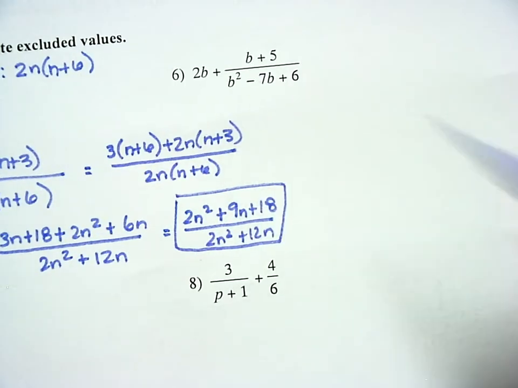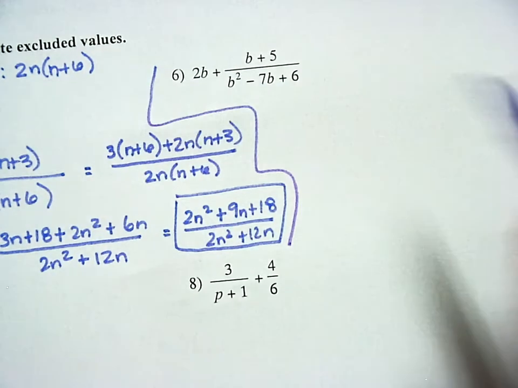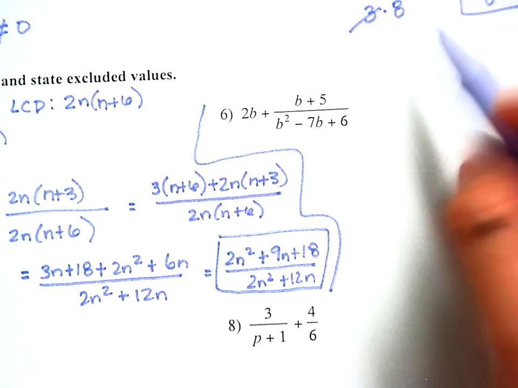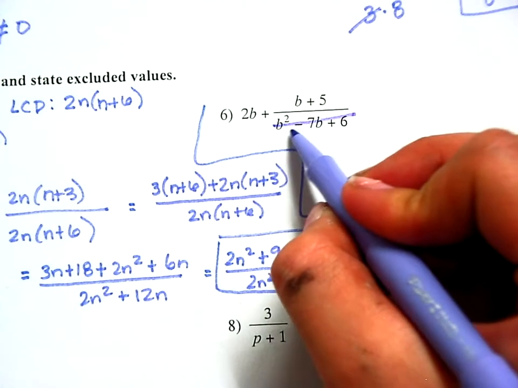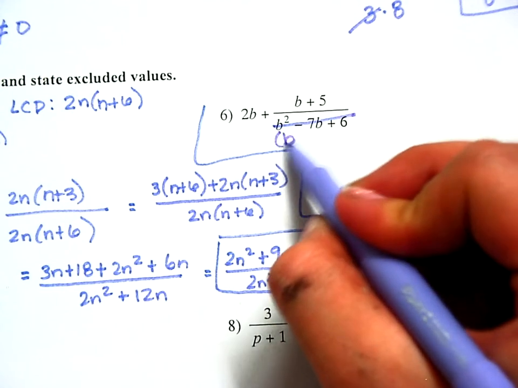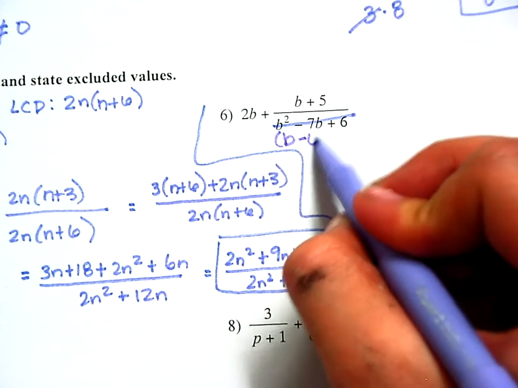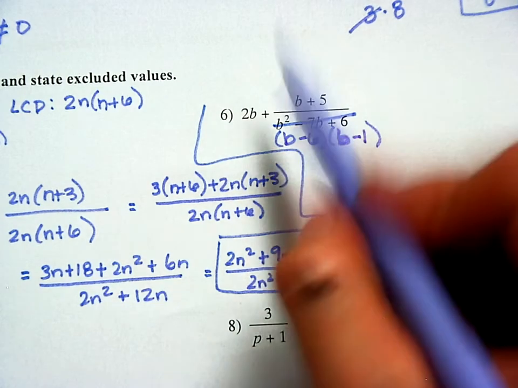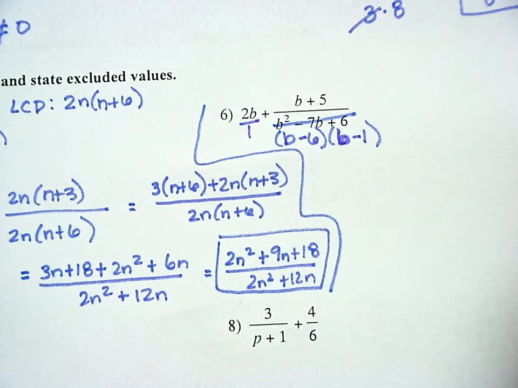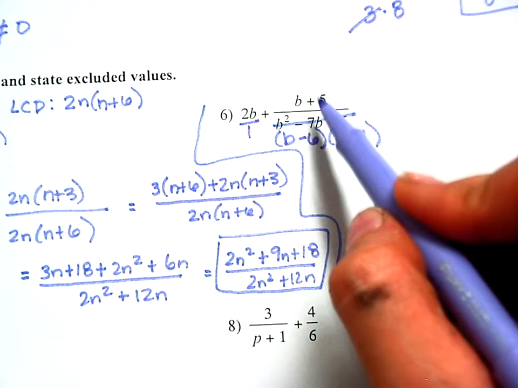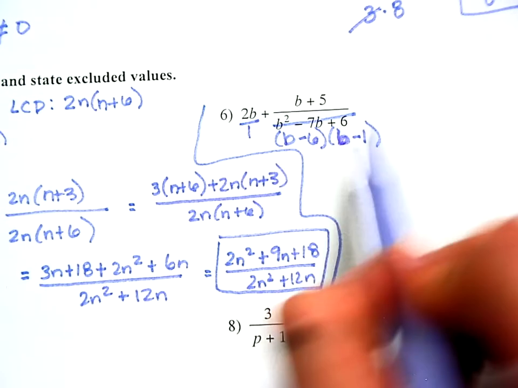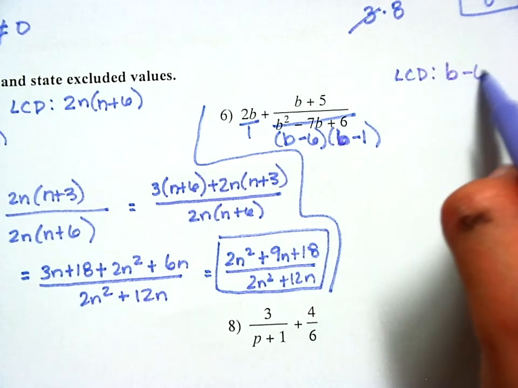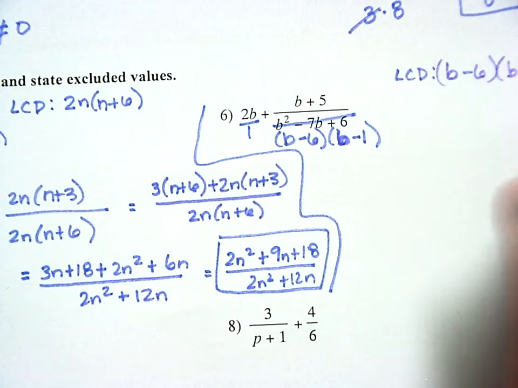Okay, I'm running out of a little room, so let me separate this out. This one, factor first, so we need to factor this denominator. So I'm going to rewrite this, and this looks like it's going to factor as (b - 6)(b - 1). We don't have a denominator here, so this is really just over 1. So I don't need to change this fraction right here, but I do need to multiply this fraction by both of these factors. So my least common denominator here is going to be (b - 6)(b - 1).